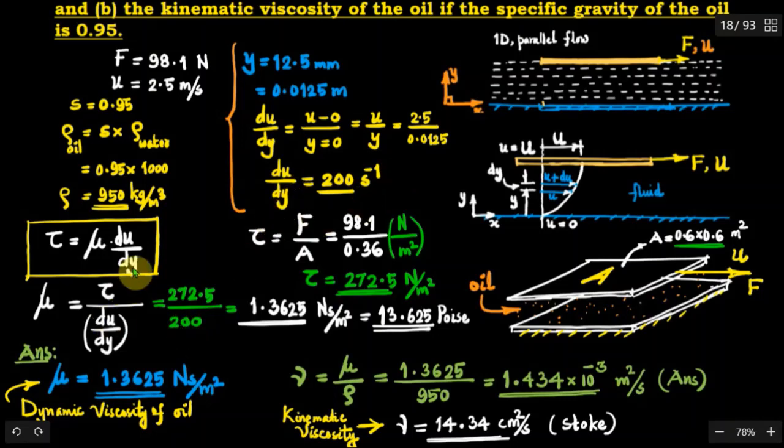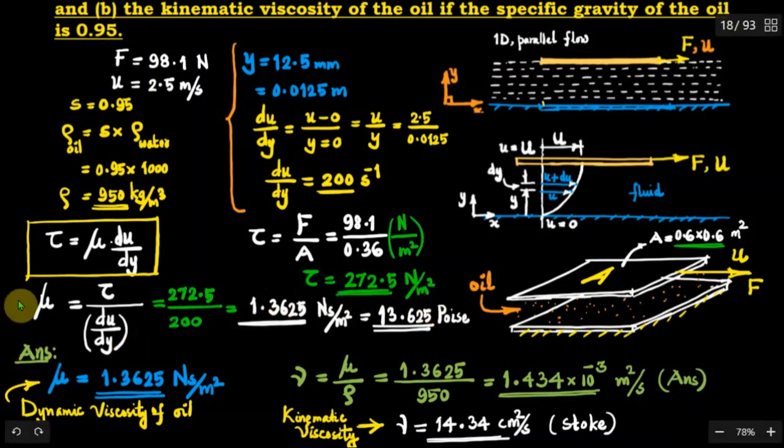Now we will find out the shear stress. The shear stress tau is equal to mu into du by dy. We have here the force available to maintain the constant speed, which is actually causing the shearing effect. So the shear force, or the viscous resistance, F is equal to 98.1 Newton, and the area of the plate is 0.36 meter square. You can get shear stress by dividing shear force by shearing area. So 98.1 divided by 0.36, you will get 272.5 Newton per meter square or Pascal.